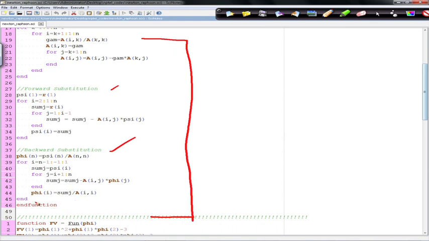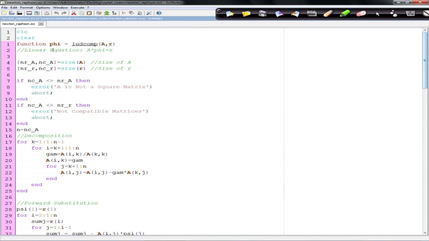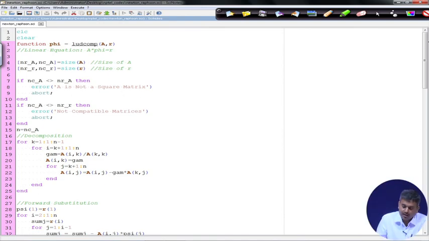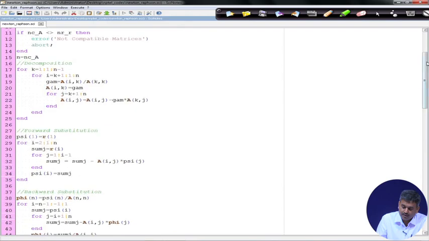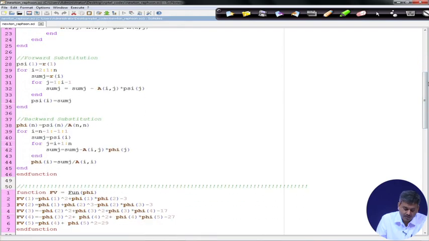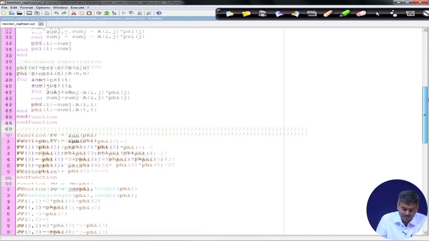So, finally we will be getting the phi value, like our original problem, which is linear in nature, A phi equals r. Now, let us write the other vectors or matrices for the Newton-Raphson method.